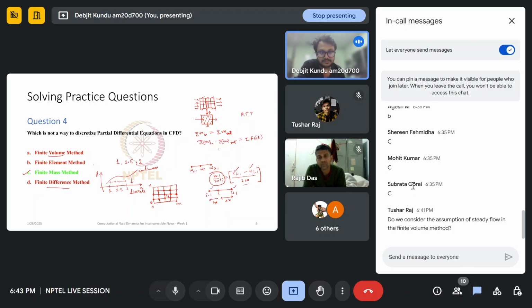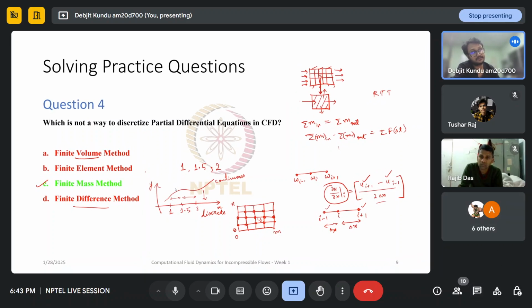We have a question in the chat box asking, do we consider the assumption of steady flow in finite volume method? We sometimes do, we sometimes don't. It depends once again on the problem. We can solve both steady as well as unsteady problems using finite volume method. So it's not an underlying assumption that the flow is steady. It could be unsteady as well.